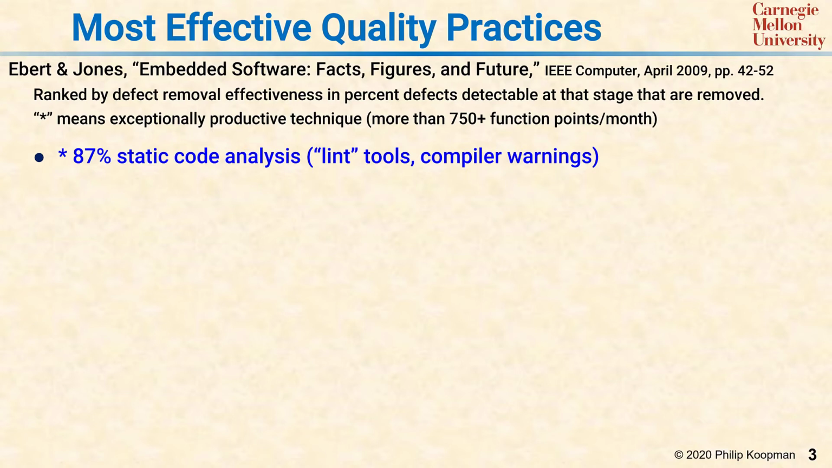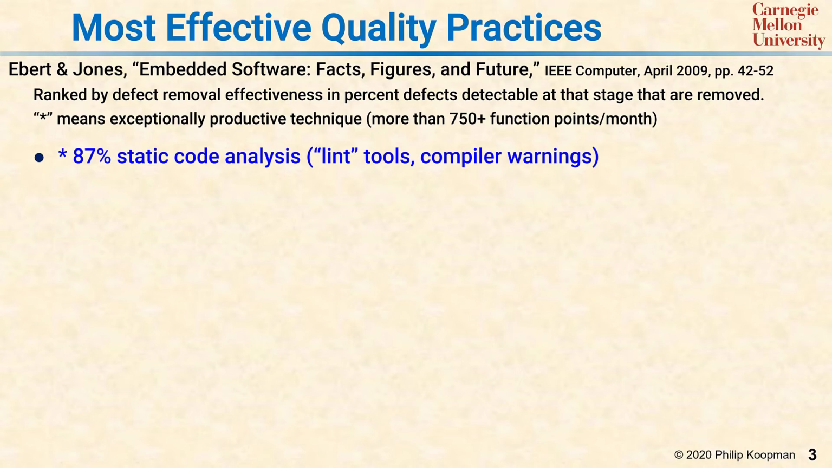First up on the list is static code analysis, which finds 87% of defects. Static code analysis is basically compiler warnings, sometimes called lint tools. These are things that look at the source code and automatically identify questionable structures. This is the single most cost-effective thing you can do to find bugs in your code, but it only works if you actually fix the problems you find. So this is not peer review, but rather a thing you do before peer reviews begin.